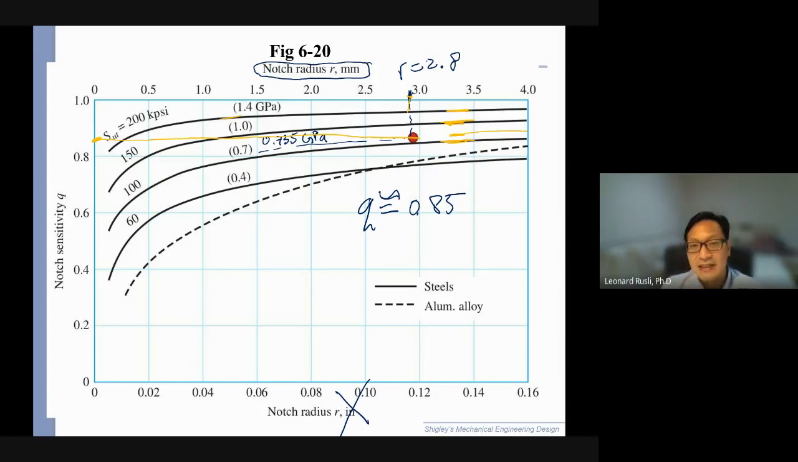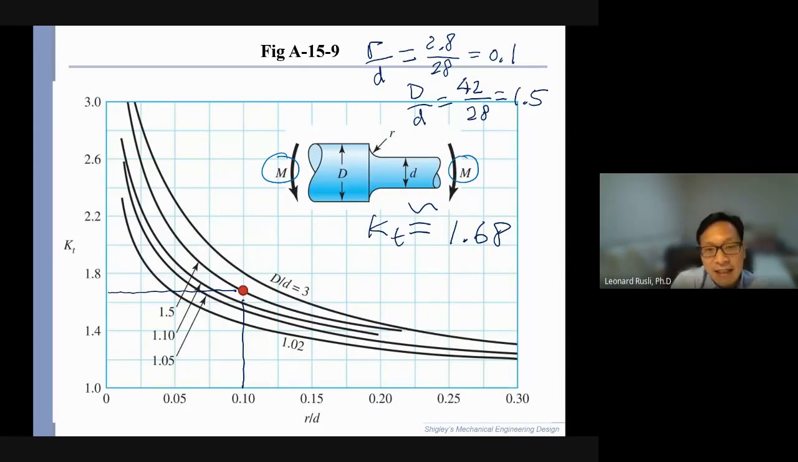Ini juga sama yang tadi. Ini kan D per D 3. Ini 1,5. Kalau D per D 2 gimana? Ya di sini kira-kira kan. Nah, kayak gitu kan kira-kira garisnya. Any other question?